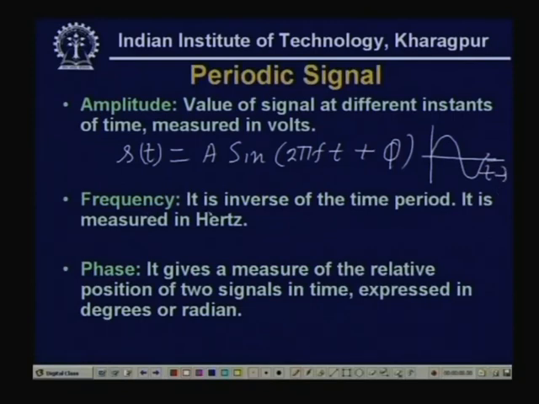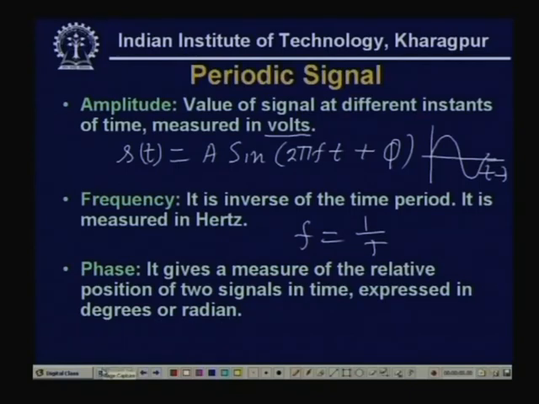And frequency is the inverse of the time period, and it is usually measured in hertz. Amplitude is measured in volts, as you can see here. Of course, as we shall see, there are other units that are also used. Frequency is the inverse of the time period, f is equal to 1 by T, and it is measured in hertz. On the other hand, phase, as I told, gives a measure of the relative position of two signals in time, expressed in degrees or radians.